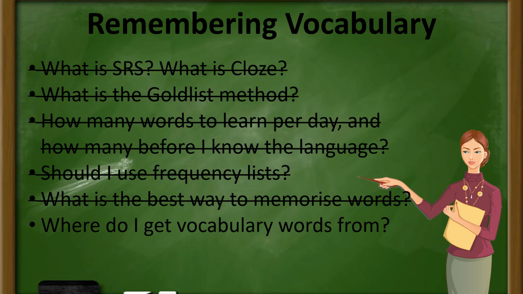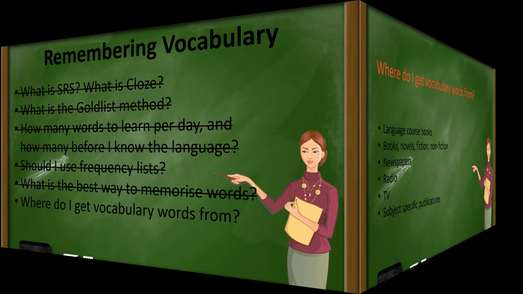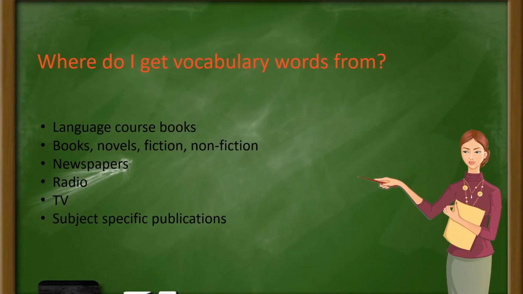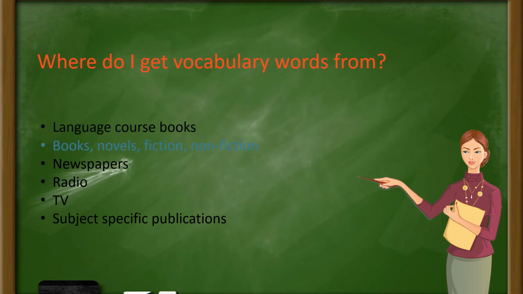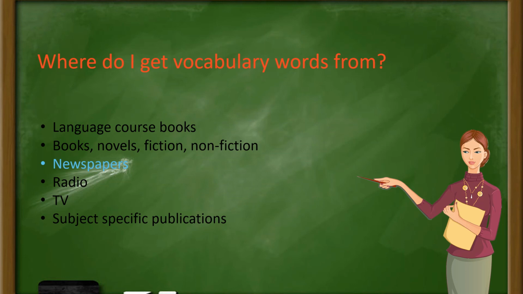So where do you get all of these vocabulary words from? Well, you can get them from anywhere. Initially, when you're a beginner, you'd start out with course books, Assimil or Teach Yourself or some of the other books that you're going to get. As you progress, you can get them from books, novels. These are children's books. Any book that you can find and start to read. You can get them from newspapers, radio, or television.